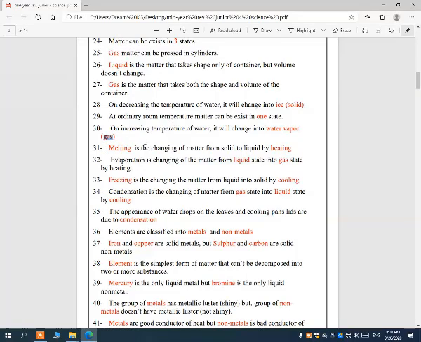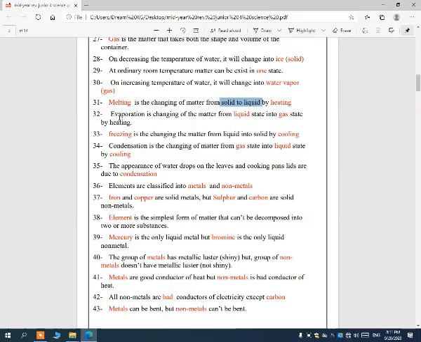31. Dots is the changing of matter from solid to liquid by dots. Change from solid to liquid by heating. It will be melting. So the ice changes into water by melting, by heating. Melting is change from solid to liquid by heating. Okay. 32.